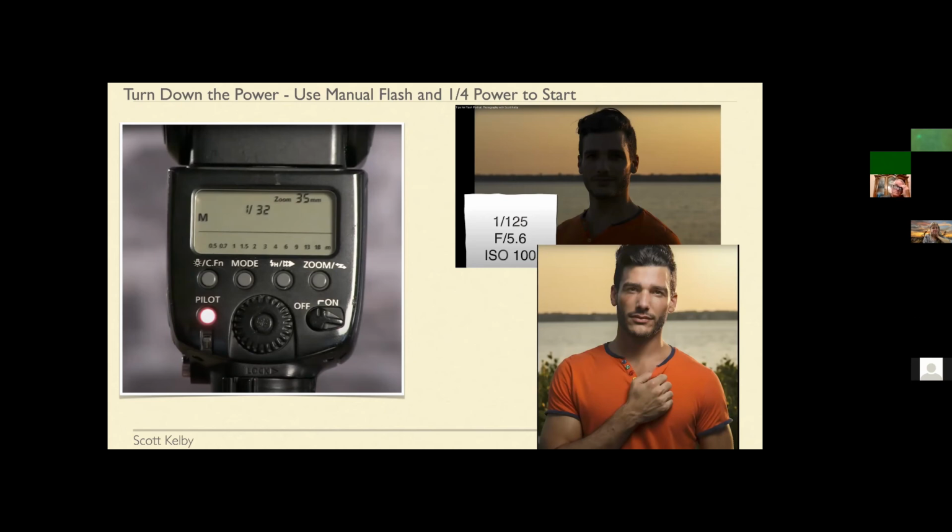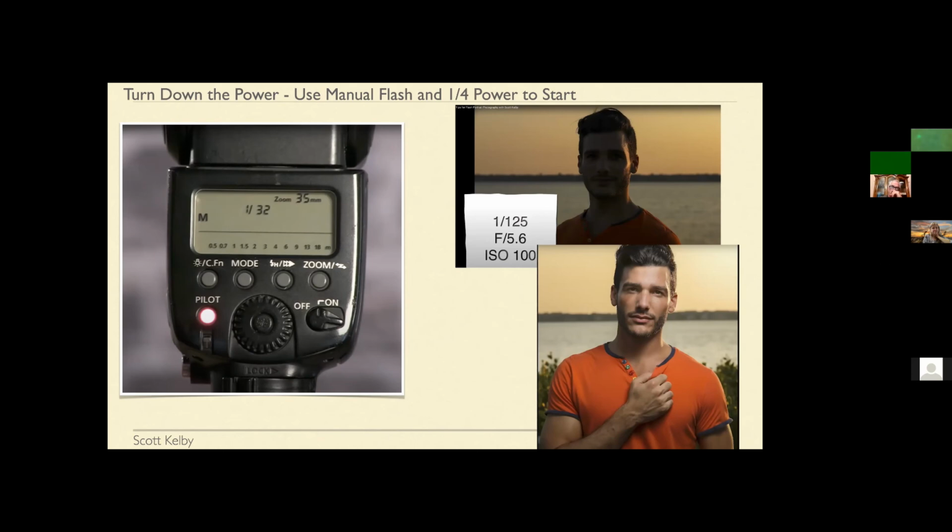If you use ordinary flash, it will in fact cause the lighting at the back to basically disappear. You won't be able to balance it. But if you turn down the power of the flash, in this case to 1/32, you'll be able to just light the subject and allow enough daylight to come back in and give that nice background sunset.